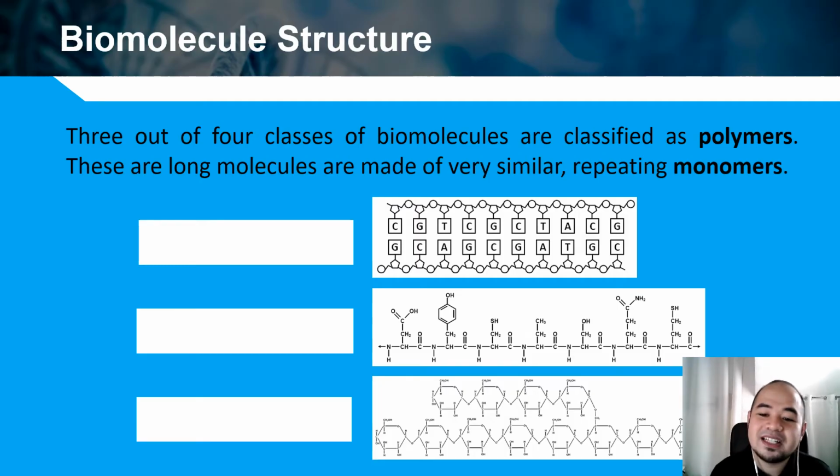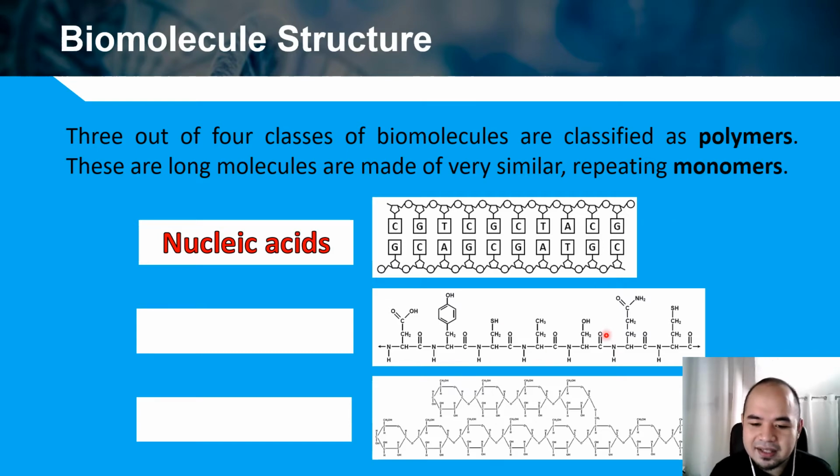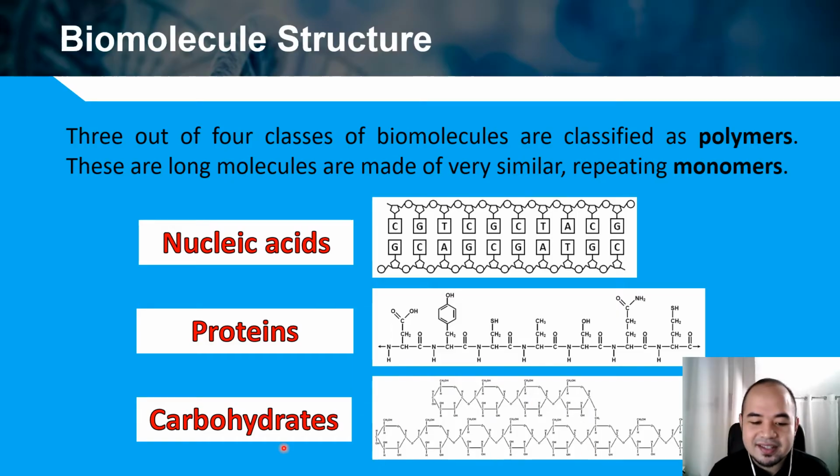Three out of four classes of biomolecules are classified as polymers. These are long molecules that are made of very similar repeating monomers. So in this one, ano kaya to? Kung makita nyo, merong parang pentagon, may bilog, and then may CG, TC, GC, TA, CG. Ano ba yung mga yan? So these are nucleotides, and nucleotides can be found in nucleic acids. And this one, what are these things? Parang may kakaibang structure. That is actually protein. We're going to discuss that. And then lastly, mga carbon rings na to, these are carbohydrates.